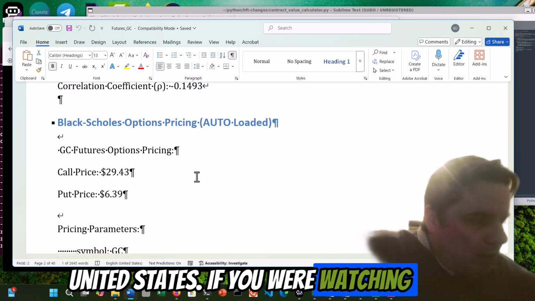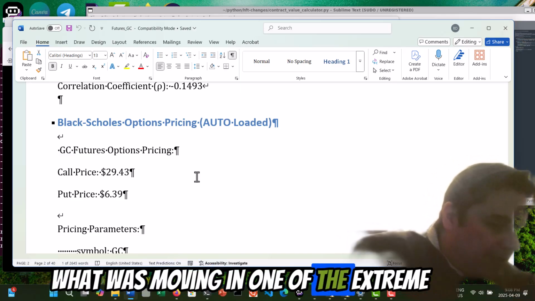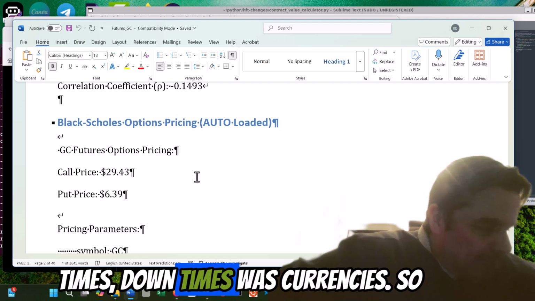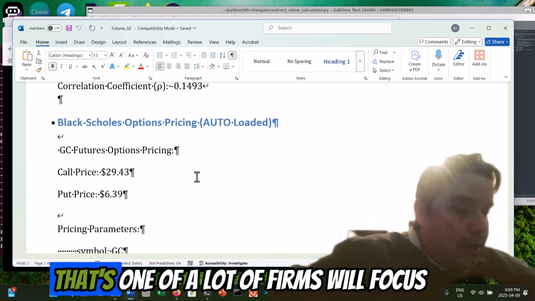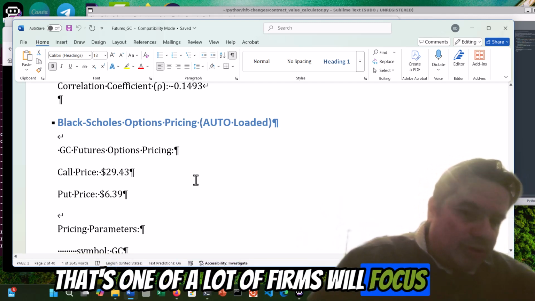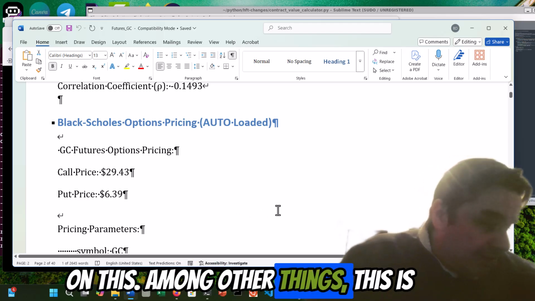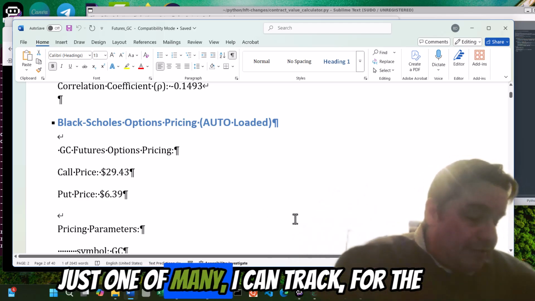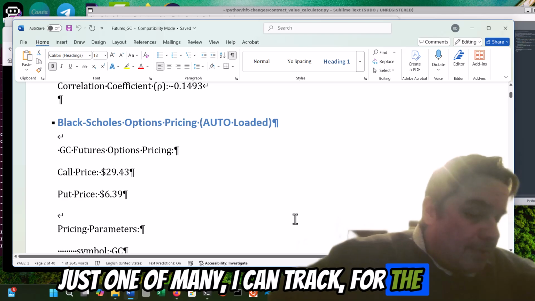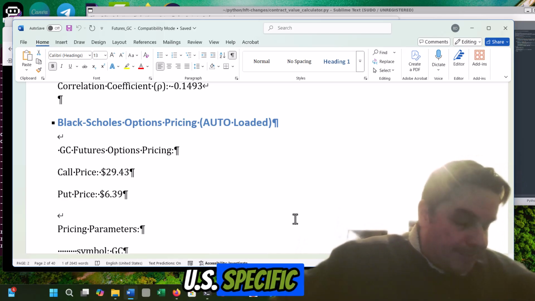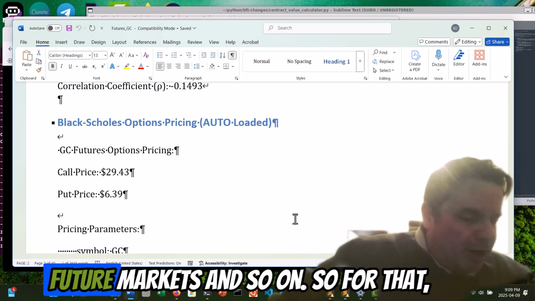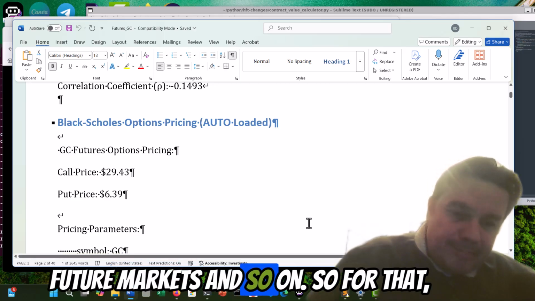If you were watching what was moving in really extreme downtimes, it was currencies. So that's why a lot of firms will focus on this, among other things. This is just one of many. I can track 40 U.S. specific futures markets and so on and so forth.